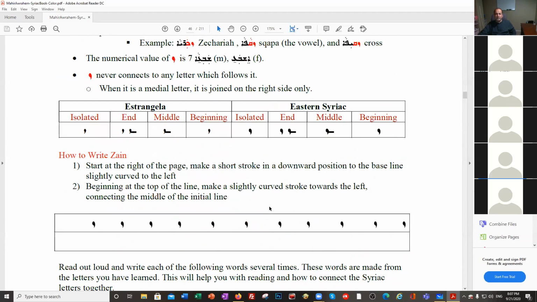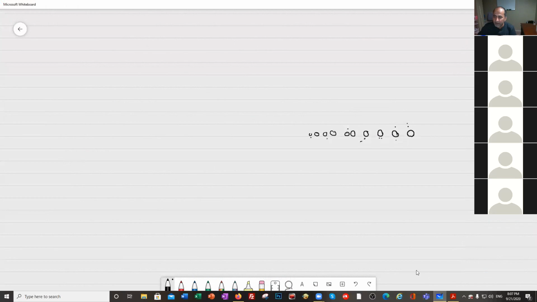How do we write zain? If you look at zain, it looks exactly like what? A comma in English. Absolutely, it is a comma in English. So we write it above the letter, just like a comma.